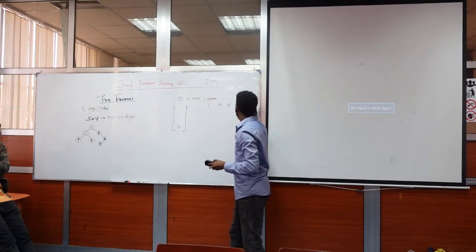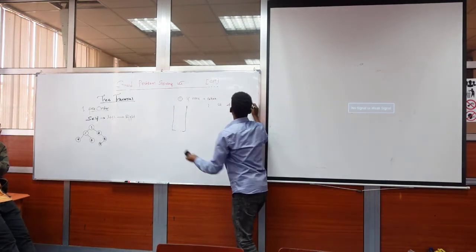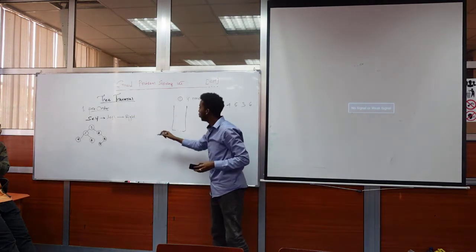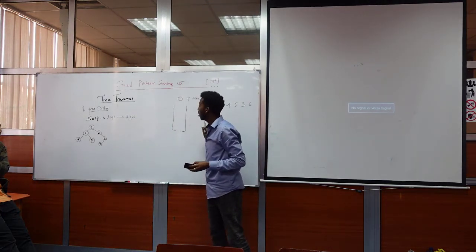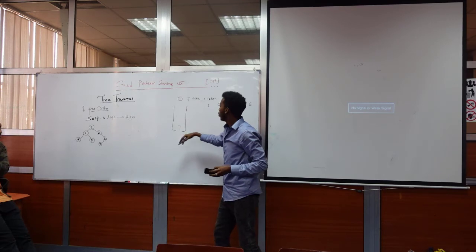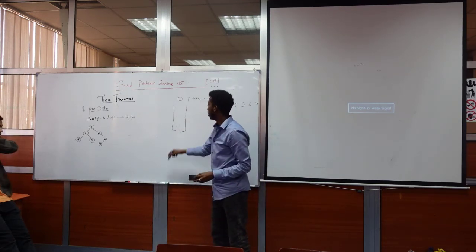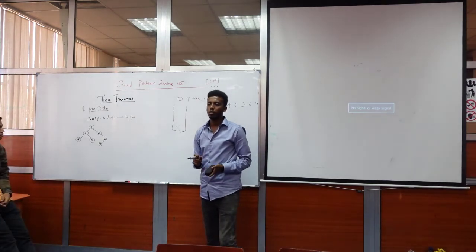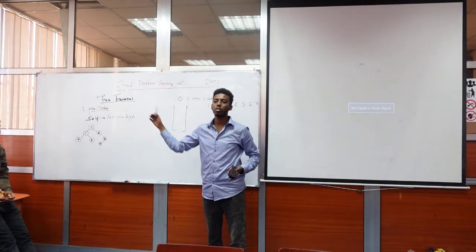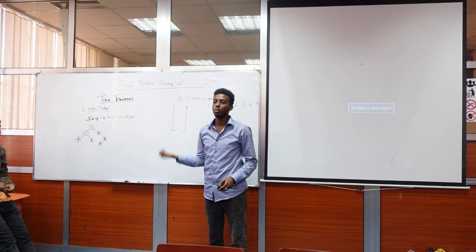So we pop 6, we print it, and we insert children of 6. Right children, nothing, and left children, 7. We pop 7, and we print 7. So we have nothing in the stack, and it's the end of execution. Pop, print, insert right, insert left. Pop, print.